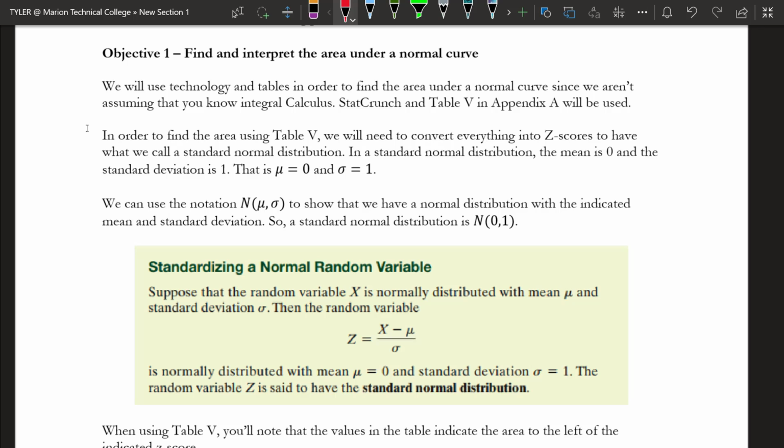Looking at this next paragraph, I say that we can use the notation capital N, and then in parentheses, mu, comma, sigma. In other words, this is notation that you can use to show that you have a normal distribution. The capital N applies to the normal distribution, and in parentheses the first number is the mean and the second number is the standard deviation. For example, for a standard normal distribution, that's the notation we use to describe that distribution: the mean is 0, the standard deviation is 1.